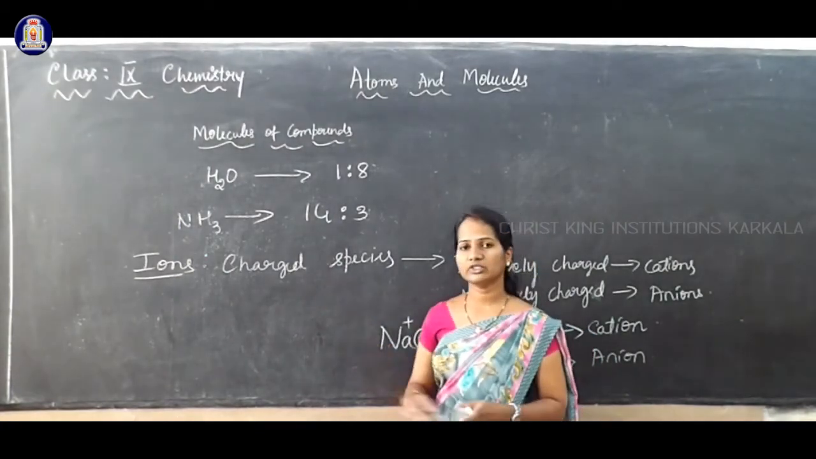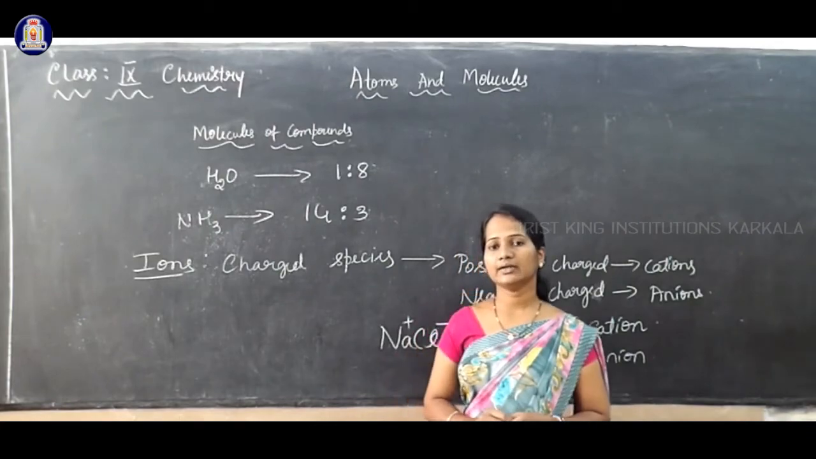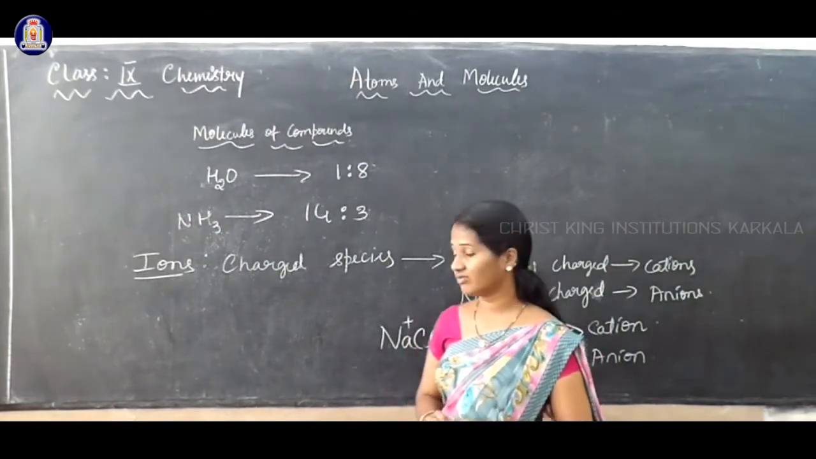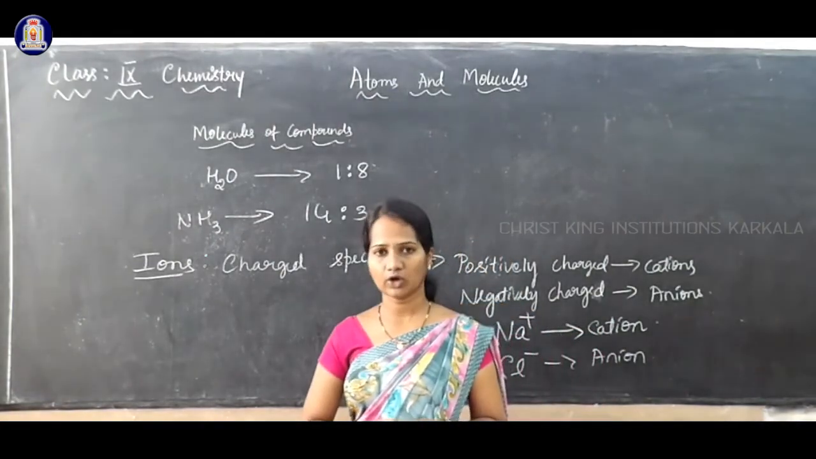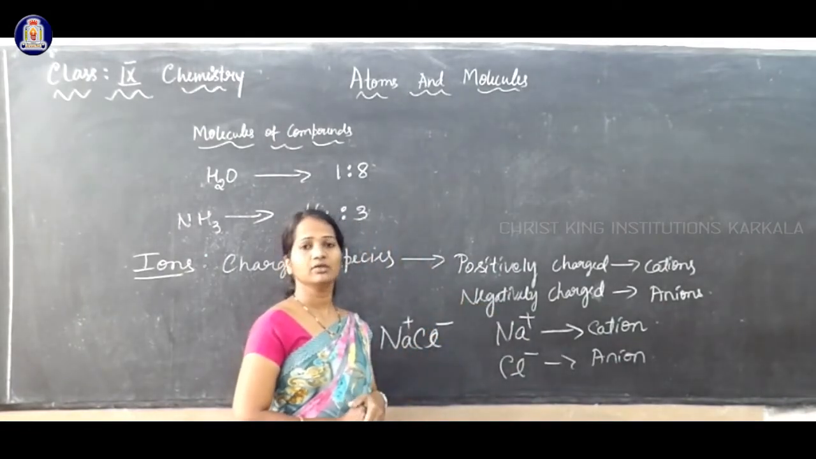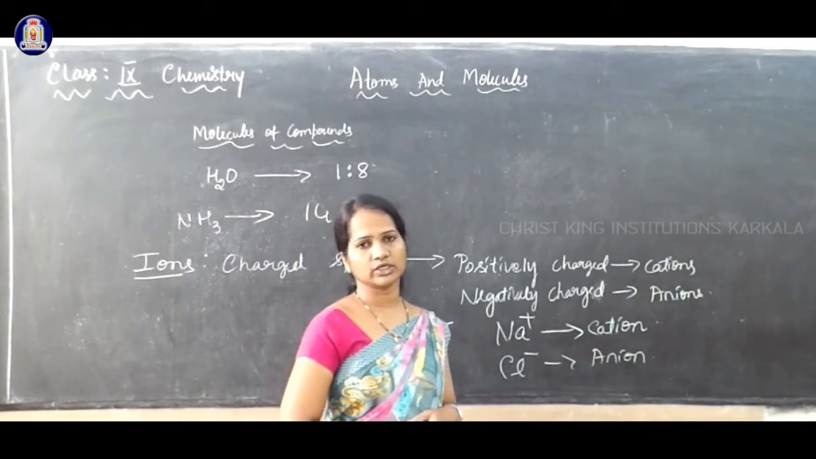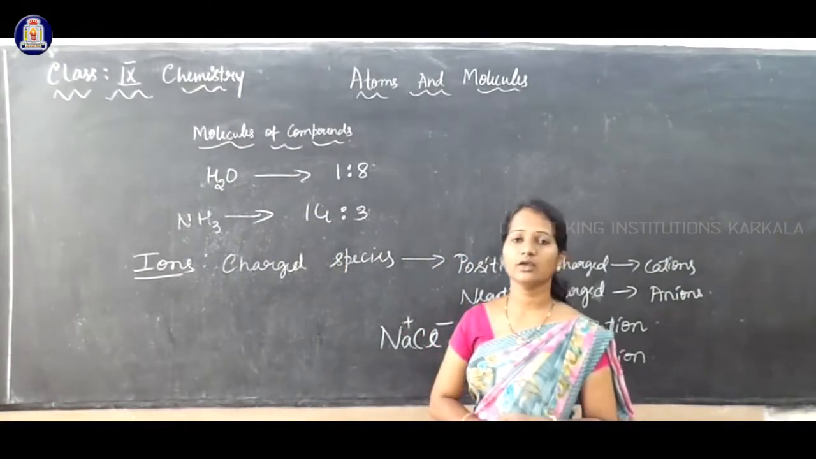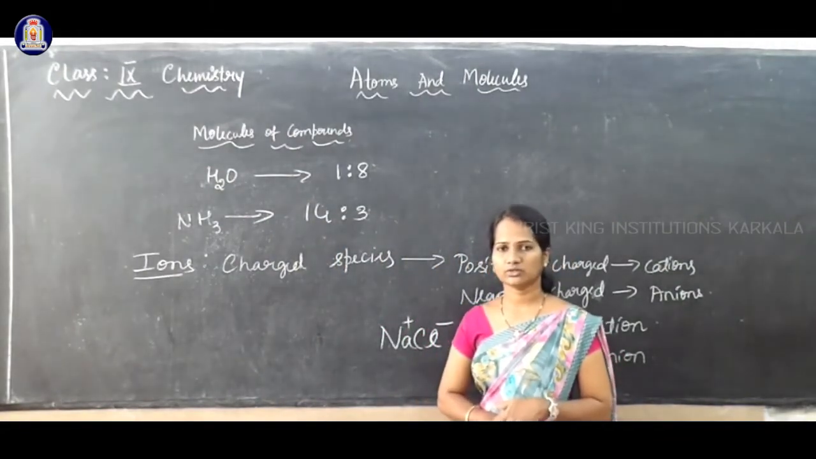And ions are charged species of atoms. In ions, cations are present and anions are present. Cations are positively charged ions and anions are negatively charged ions.